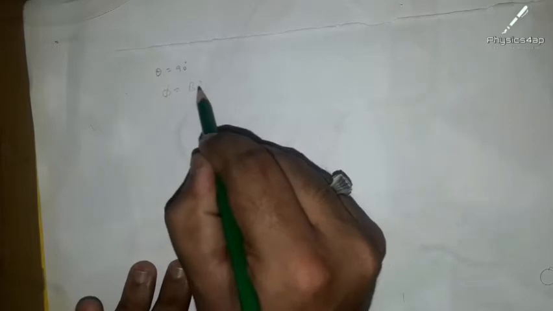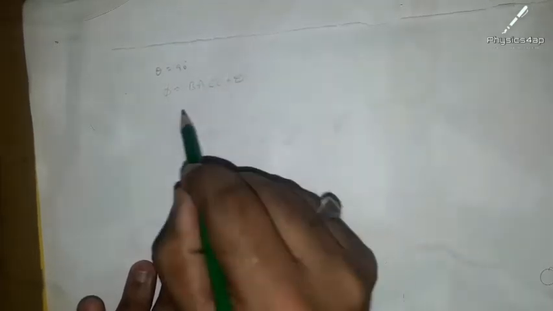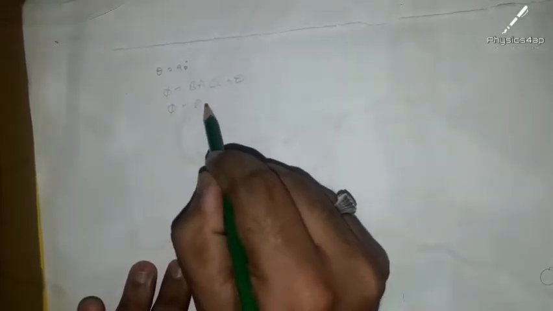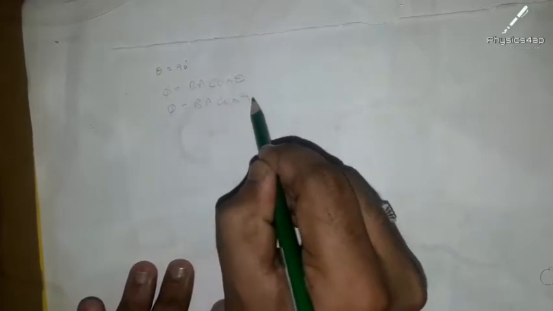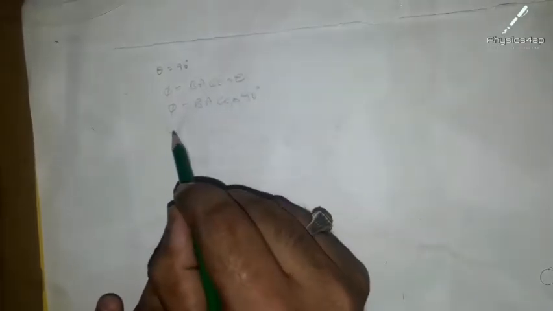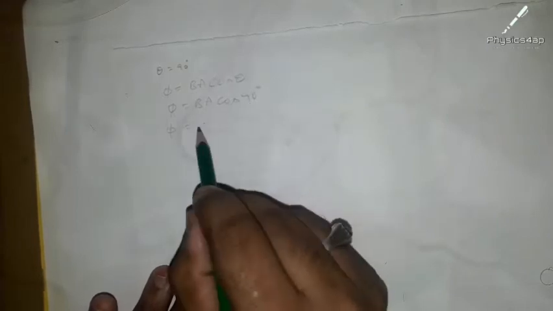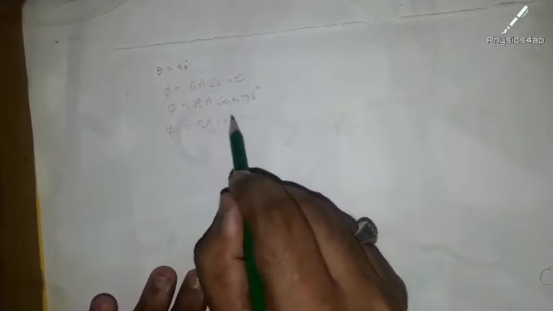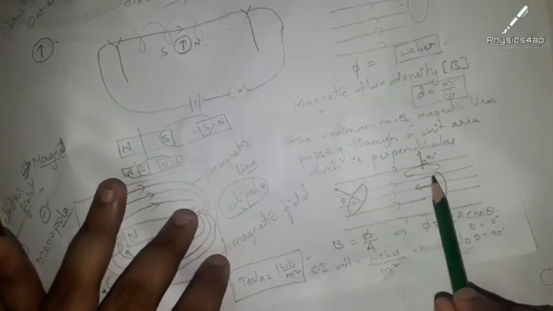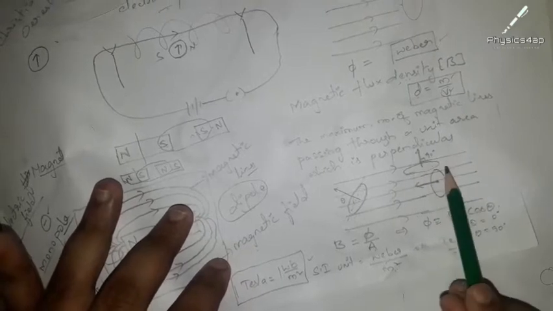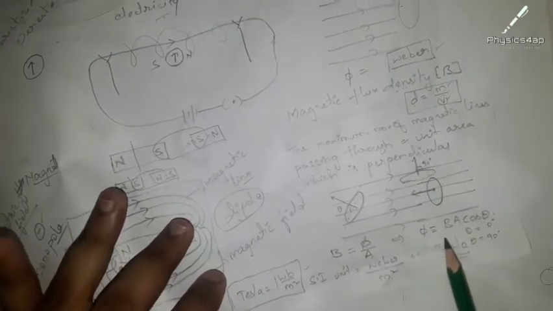Now substitute in this. As theta is equal to 90 degrees, we have the formula phi is equal to BA cos theta. So phi is equal to BA cos 90 degrees. According to the trigonometric values, cos 90 is 0, so BA into 0. So phi is equal to 0. See, as there are no magnetic lines passing through it, the flux is 0.